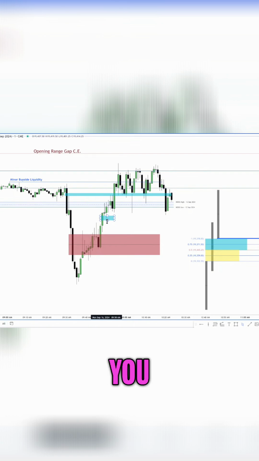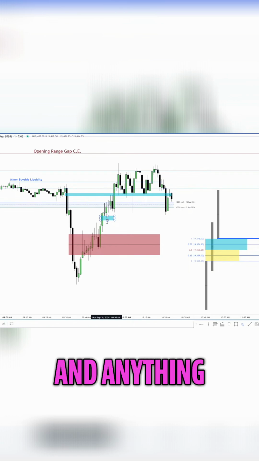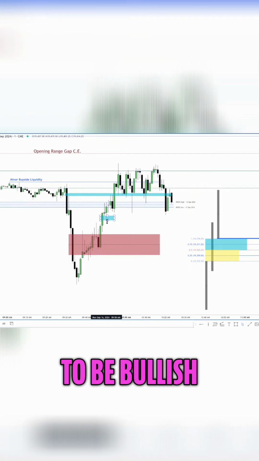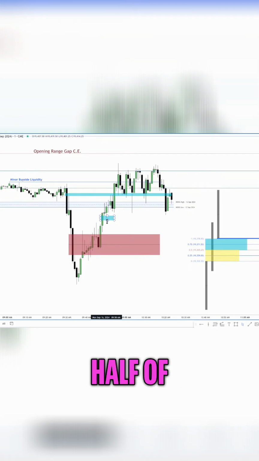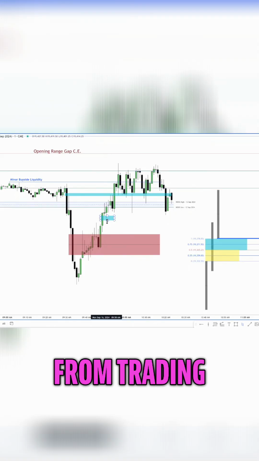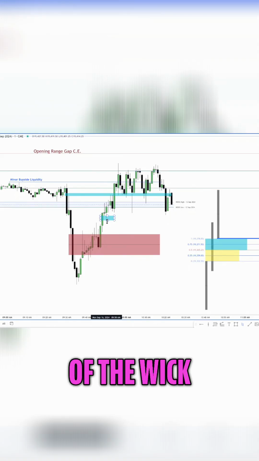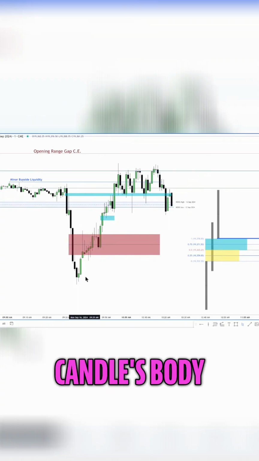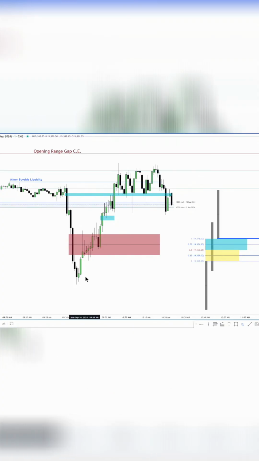Telling you that fair value gaps and anything that acts like an inefficiency, like a wick. If the wick is going to be bullish, we want to see the upper half of the wick keep price from trading into the lower half of the wick, regardless if the wick is above a candle's body or below a candle's body. It's the same thing.